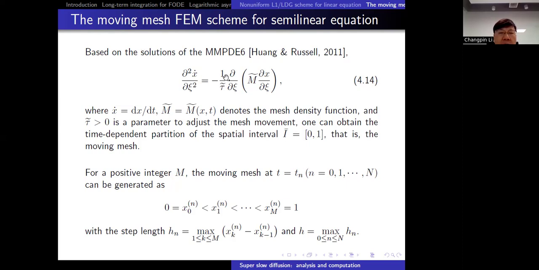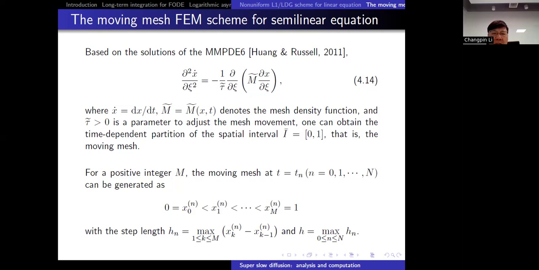Okay, so we use this equation. S dot means dx over dt. X means space, okay, space and time in this case. And m tilde denotes the mesh density function. And tilde tau is a parameter. It is not the step size. It is a positive parameter to adjust the mesh movement. Okay, one can obtain the time-dependent partition of the spatial interval. This is a standard interval. Okay, this is the moving mesh.